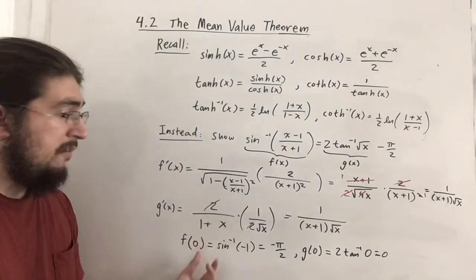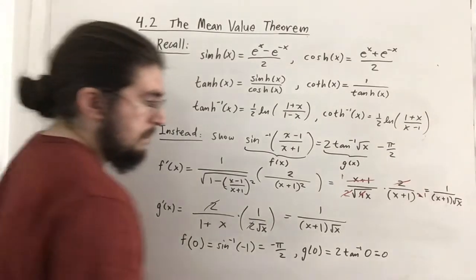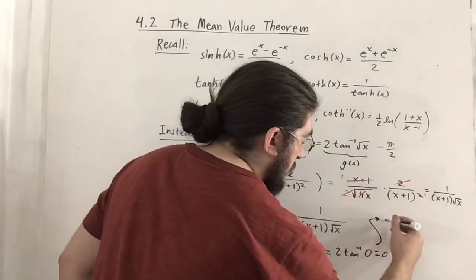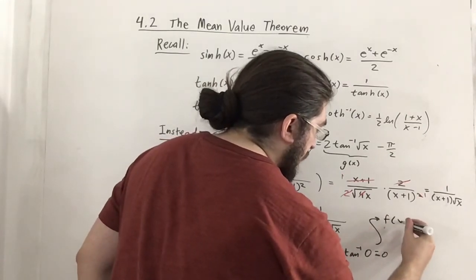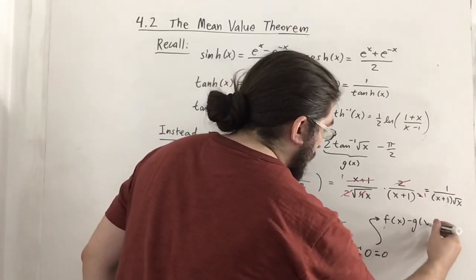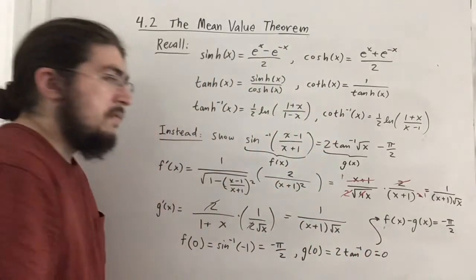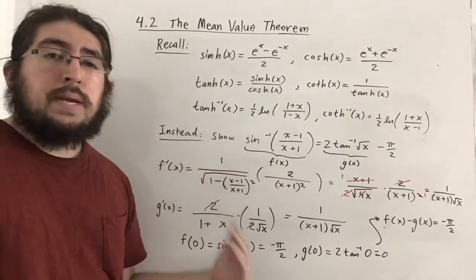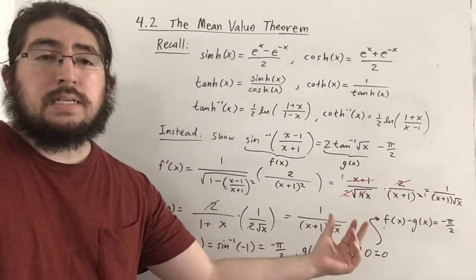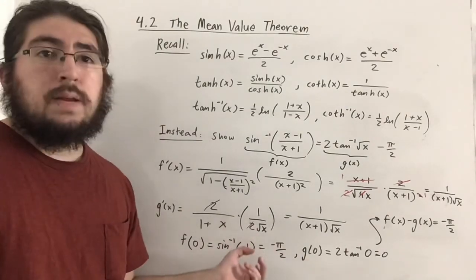So notice f minus g is going to be this. It's going to be negative pi over 2. So that means f of x minus g of x is equal to negative pi over 2. Now you may say, well, that's only for x equals 0, but no. We proved that the derivatives are the same, meaning that their difference is always constant. We just picked a particular value 0 to plug in to see what that number is.